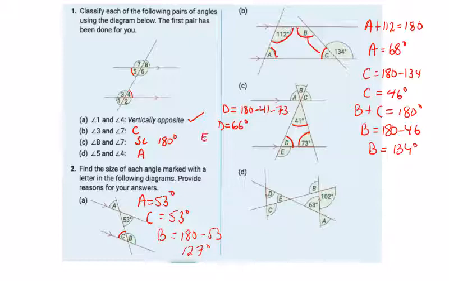We can get E straight away. E is equal to 180 minus 66. You could use exterior angle too. E is equal to 114 degrees. Or just add your 73 and your 41.